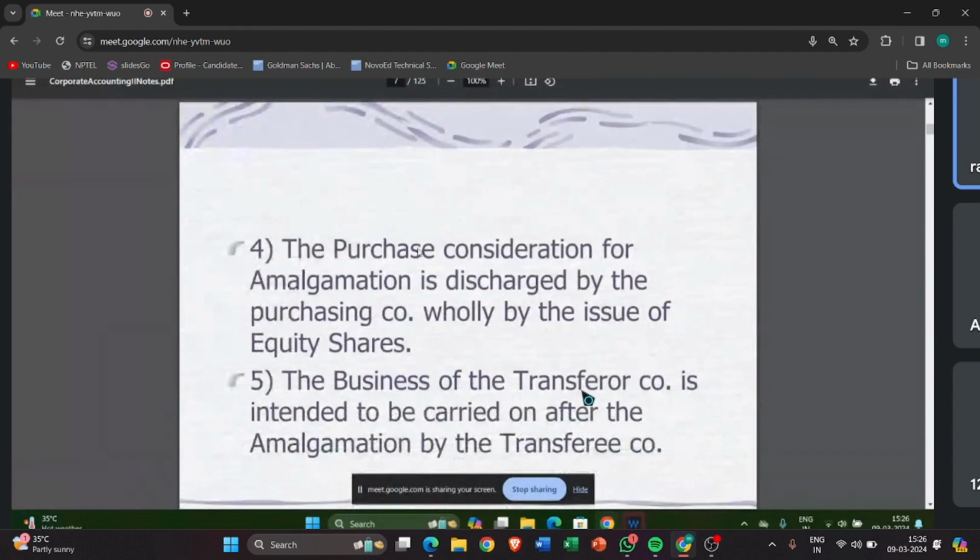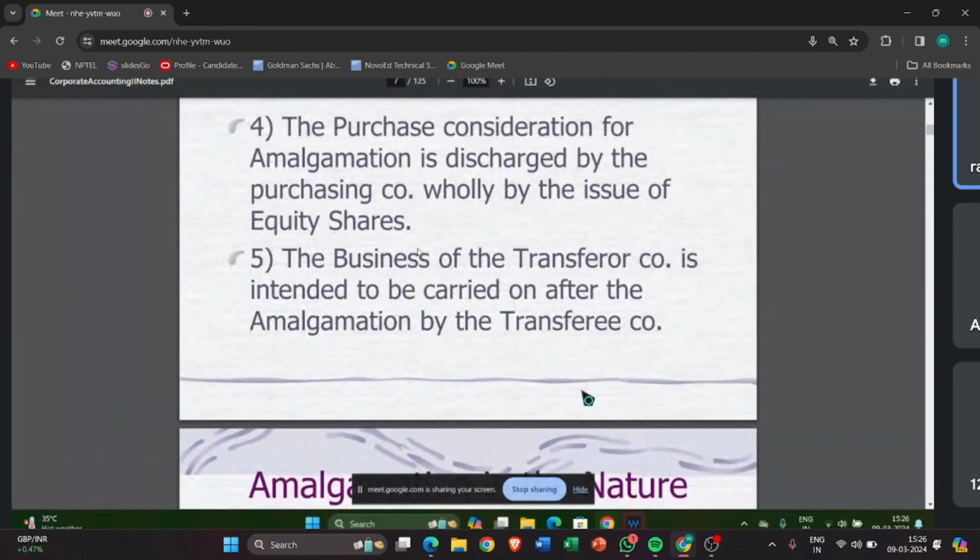Fourth condition: the purchase consideration is discharged by the purchasing company itself wholly by issue of equity shares. So the new company, how does it pay purchase consideration? First of all, understand what is purchase consideration.